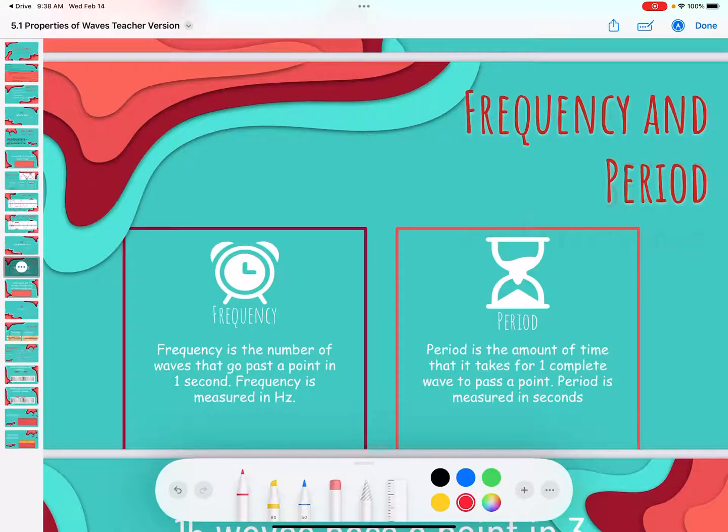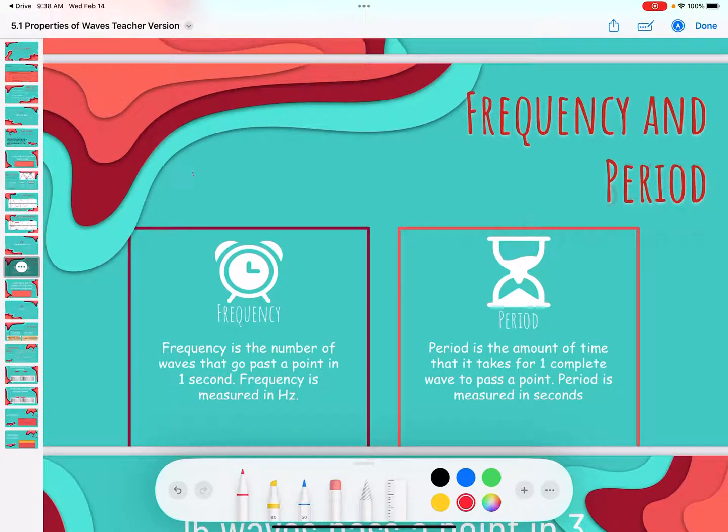And so in order to calculate my frequency, I'm going to take the number of waves that I have, and I'm going to divide that by the amount of time that it takes for those waves to go by. And so this, again, if I had 15 waves in 1 second, that would be 15 hertz. And the abbreviation for hertz is Hz.